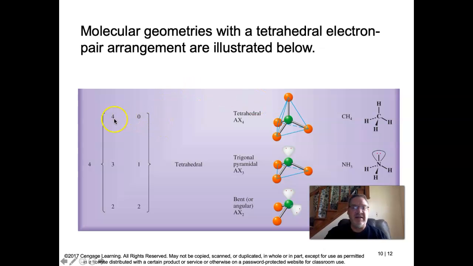So as you can see, the 4 total electron pairs, hey, that's a tetrahedral arrangement. But 4 and 0, 3 and 1, 2 and 2. So how we break down those 4 electron pairs can dictate the different geometries that we see for the central atom.